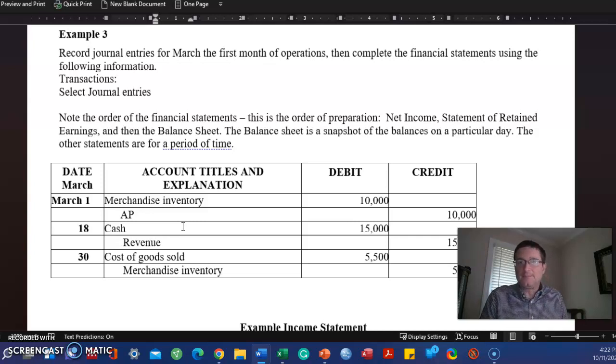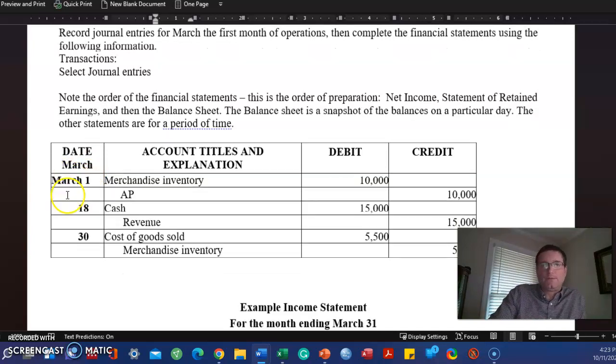The book has examples. Look at them. I think that's important. I don't think we need to do them. And then the debit's on the left and credit's on the right. So, this is just an example of a journal entry. And let me tell you what was going on here.